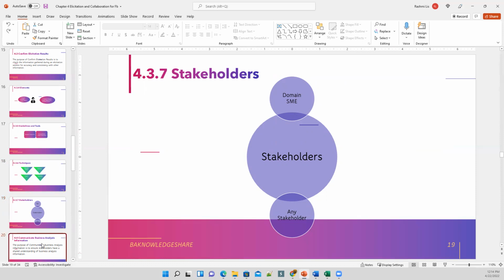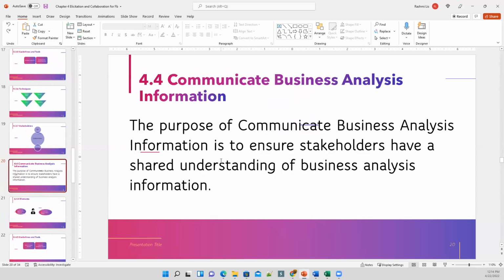So the next one is 4.4, which is communicate business analysis information. The purpose of communicating business analysis information is to ensure stakeholders have a shared understanding of business analysis information.